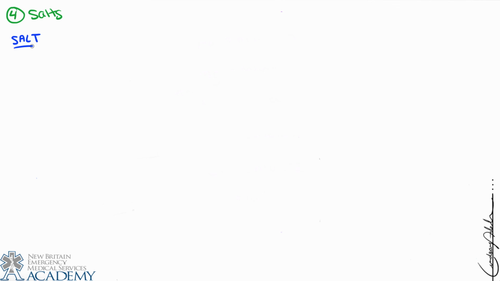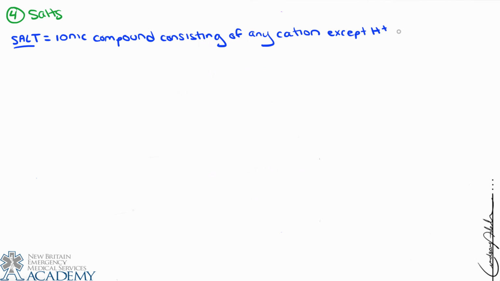All right, lastly, let's just talk about salts for a quick minute. So a salt is an ionic compound that consists of any cation except for a hydrogen ion and any anion except for hydroxide ion. So if we were to have an H+ or an OH- as part of the compound, then we would call it an acid or a base. So that's why we can't call it a salt.